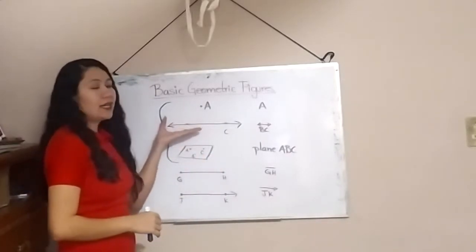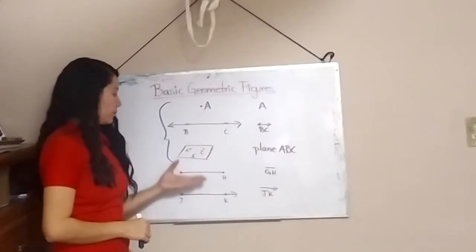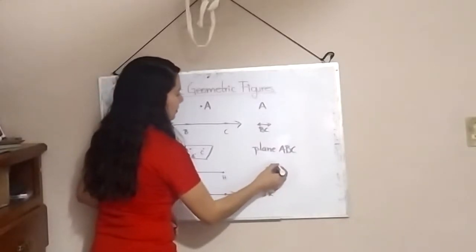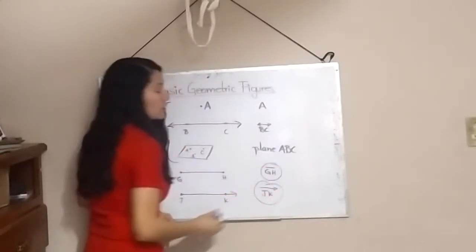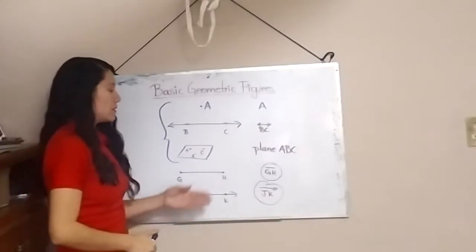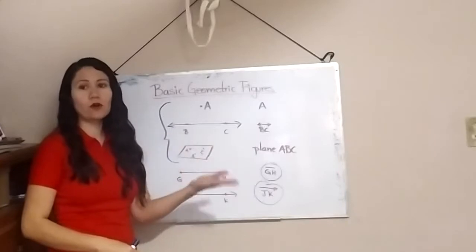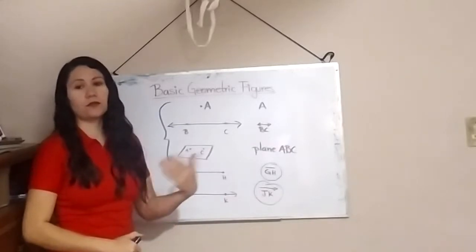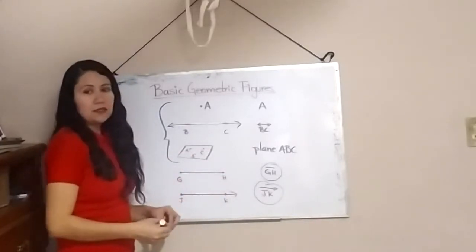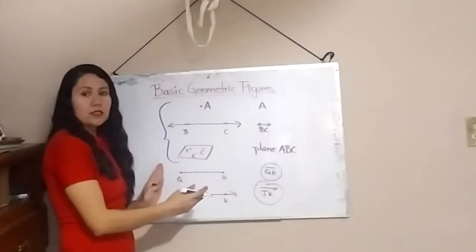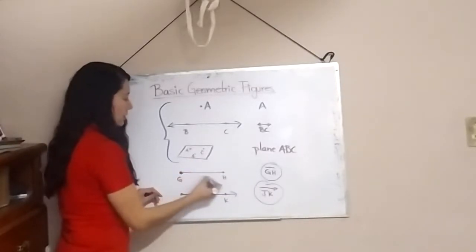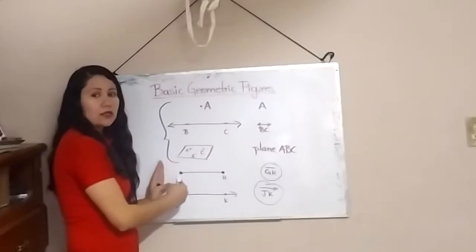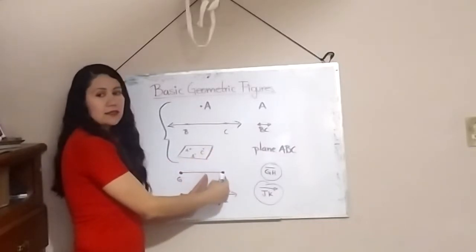Now, from the line, we can derive these two. First, we have the segment, and the ray. They are very important because these are the ones that we are going to use to form all of the other geometric figures that we will be studying further on. A segment is a part of a line that has a beginning and an end. That's why it doesn't have any arrows. It starts in point G and ends in point H.